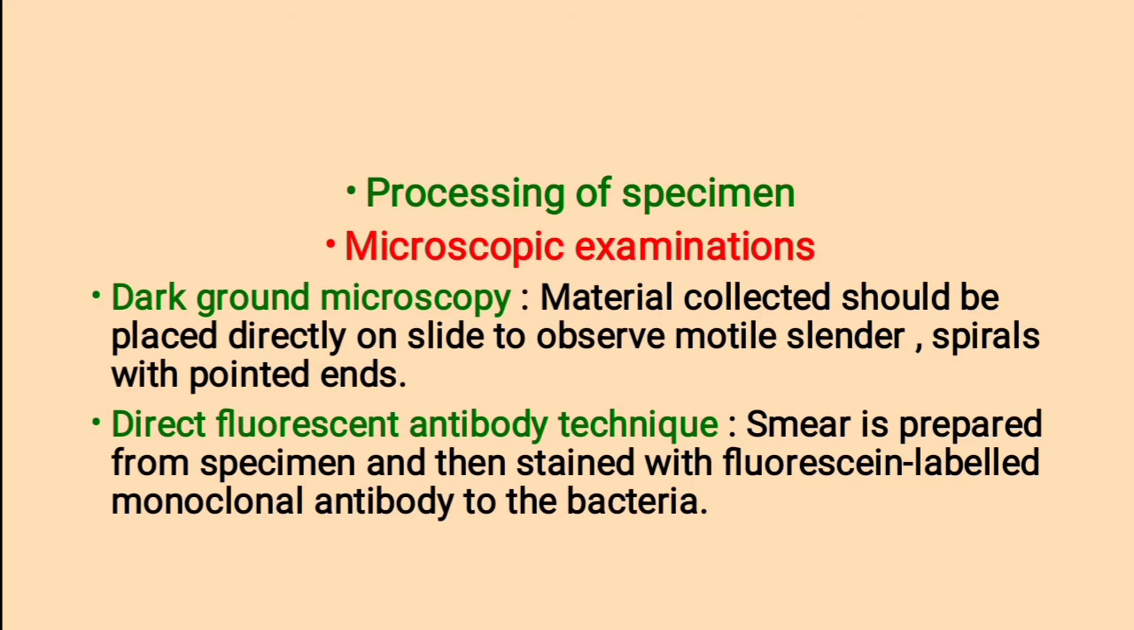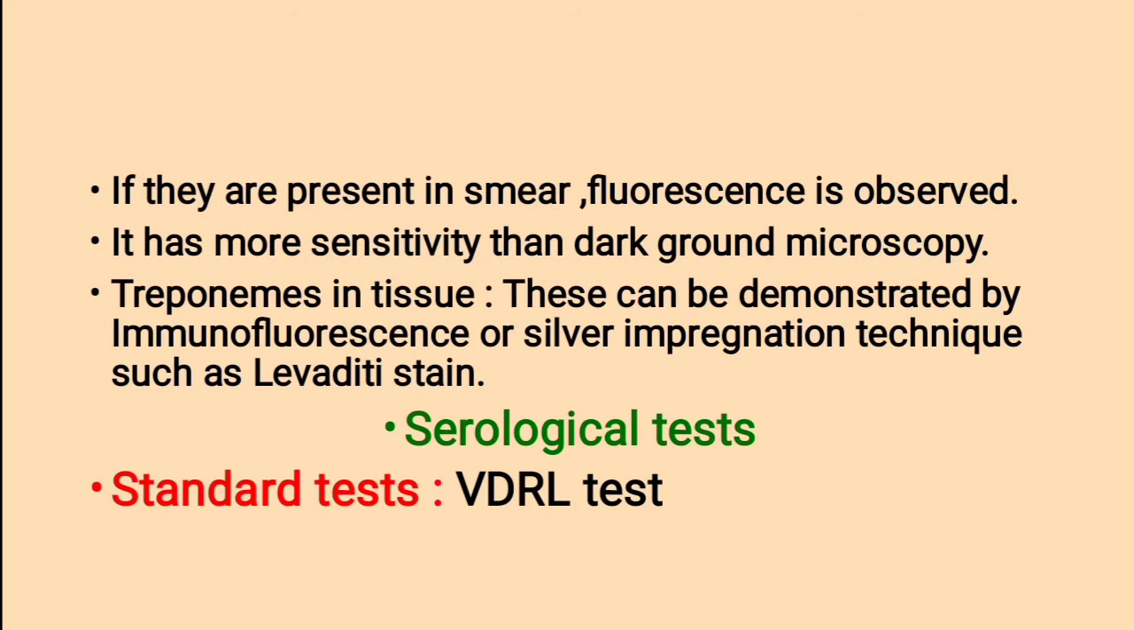Dark ground microscopy. Material collected should be placed directly on a slide to observe motile, slender spirals with pointed ends. Direct fluorescent antibody technique. A smear is prepared from the specimen and then stained with fluorescent labeled monoclonal antibody to the bacteria. If they are present in the smear, fluorescence is observed. It has more sensitivity than dark ground microscopy. Treponemes in tissue can be demonstrated by immunofluorescence or silver impregnation technique such as Levaditi stain.